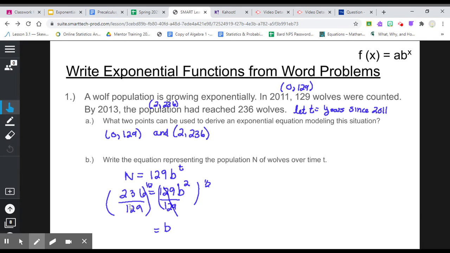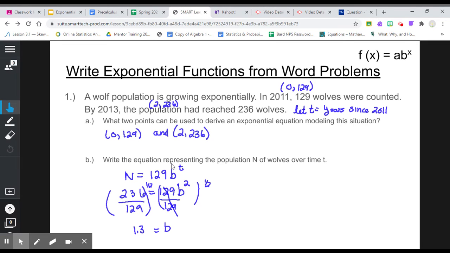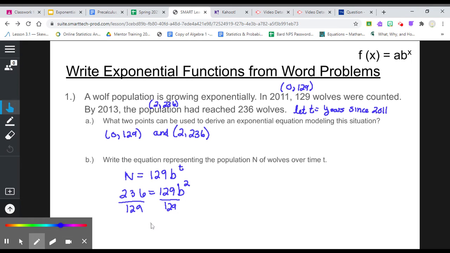Since this is my final step, at this point, I can go ahead and round. So when I round, I get 1.35. So that's the rounded number, 1.35. So 1.35 is equal to b.